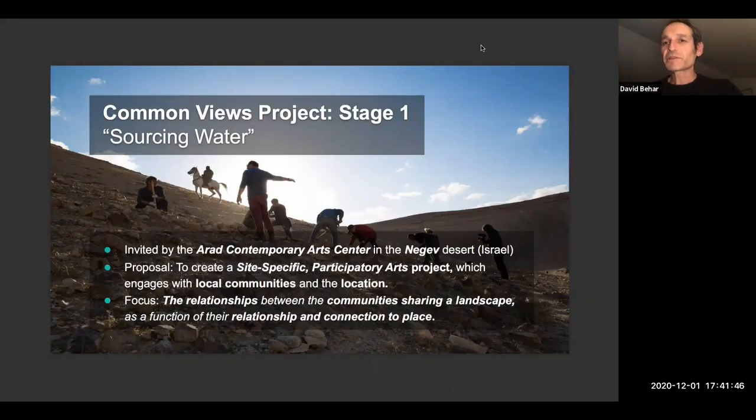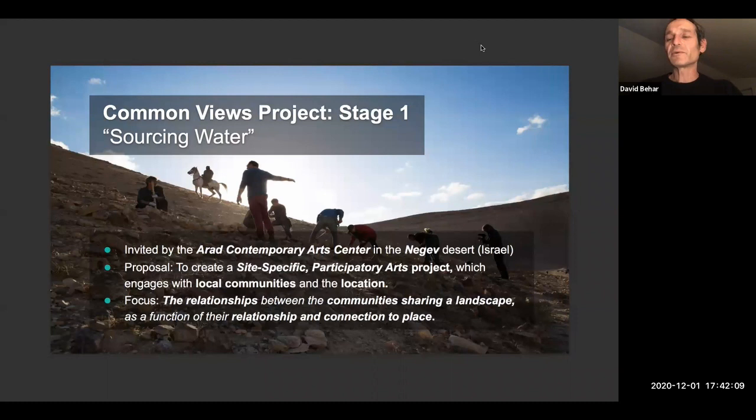So our project in the Negev in Israel started by an invitation by the Arad Contemporary Art Center. And our proposal, which was accepted, was to create a site-specific and participatory art project, which will engage with the local communities and the location.